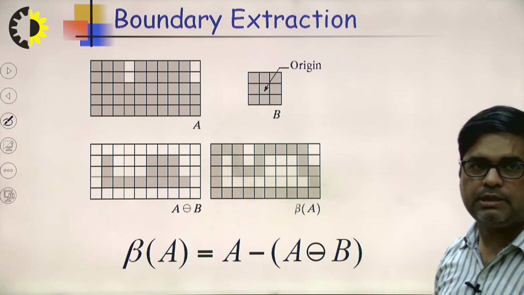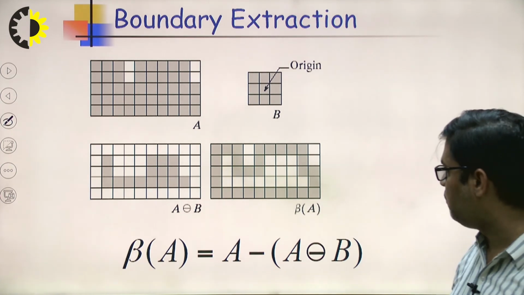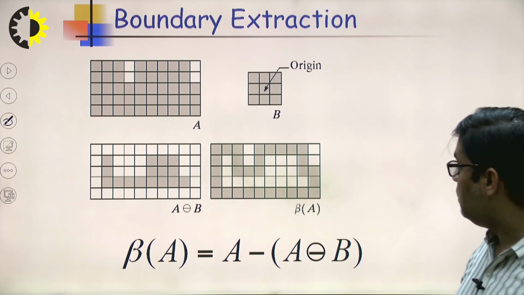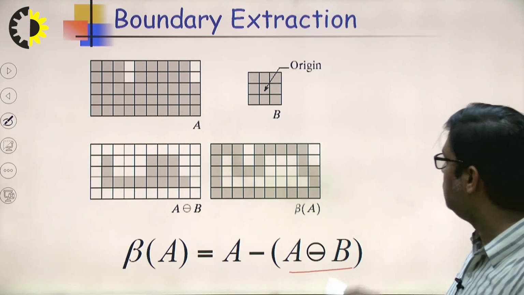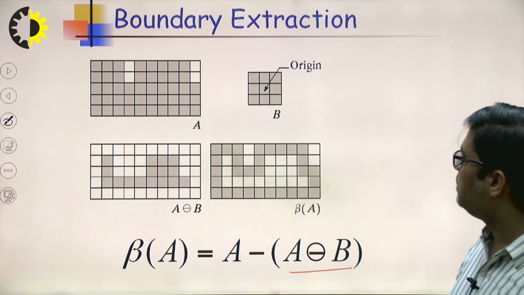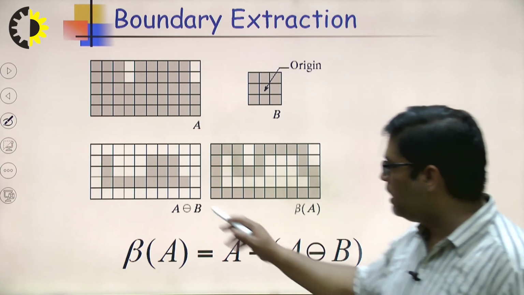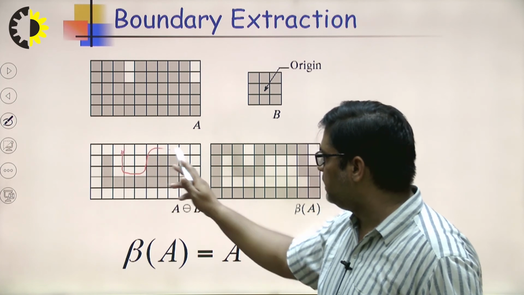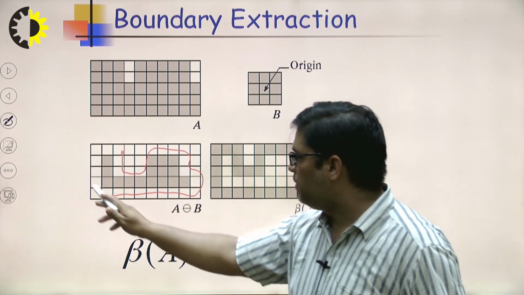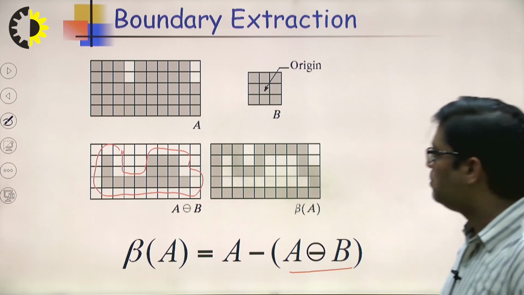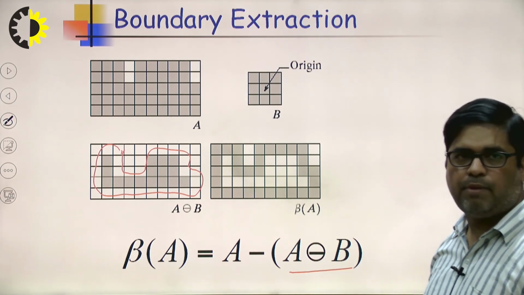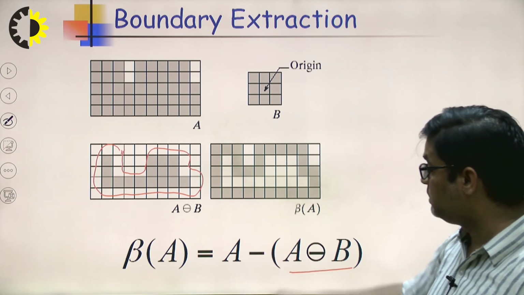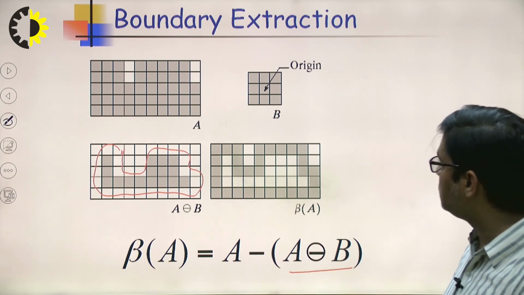So, boundary extraction. In boundary extraction, the formula is given as A minus (A erosion B). The objective is to find the boundary of this particular image. Here we can see these are the boundary objects, so my objective is to find this boundary. Whenever I want to find the boundary of an object, I will apply this operation: A minus (A erosion B), where A is the image and B is the structuring element.